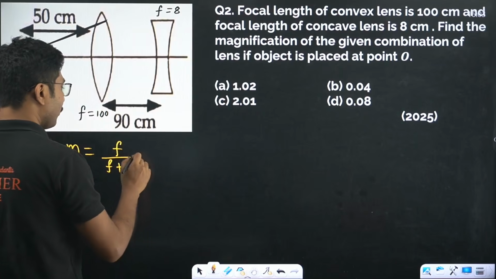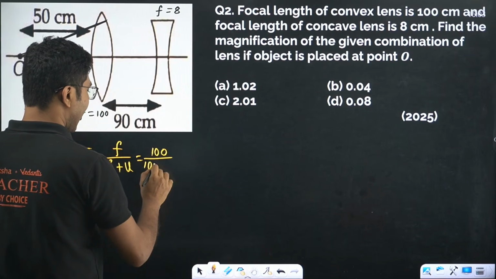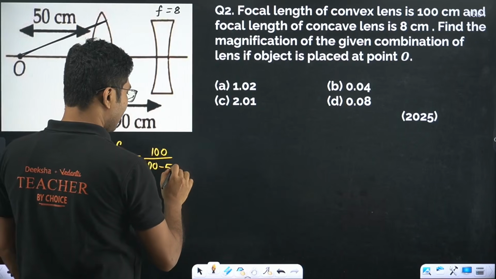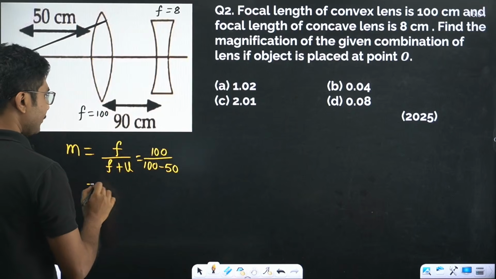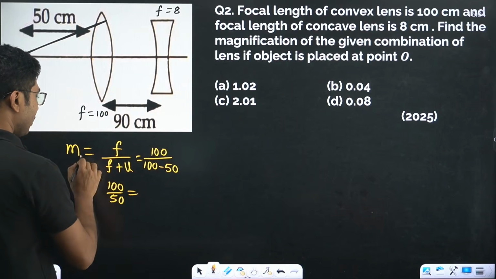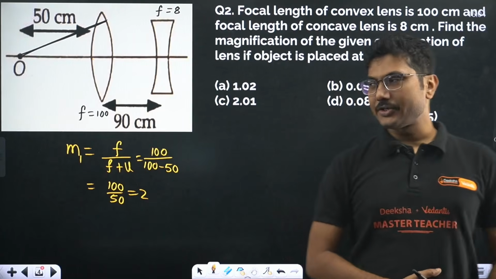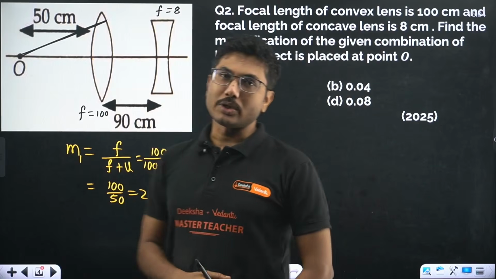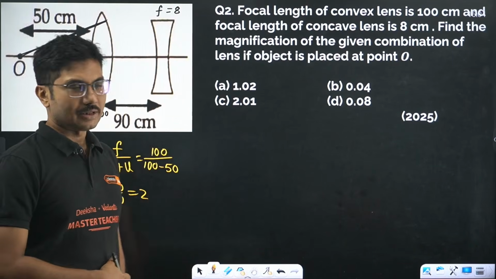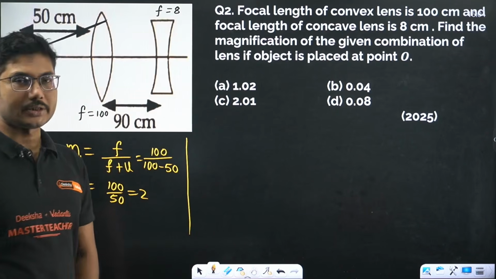Let us calculate. The focal length is 100 centimeter, for convex it is positive, so 100, and u is here 50 centimeter, that means it must be negative 50. u is always negative, so it will be 100 by 50. So the magnification because of lens number 1 is 2. If we can somehow find the magnification due to the second lens, then the total magnification will be the magnification of lens number 1 into the magnification of lens number 2. That is how we should approach this problem. This is the shortcut way to solve such questions.